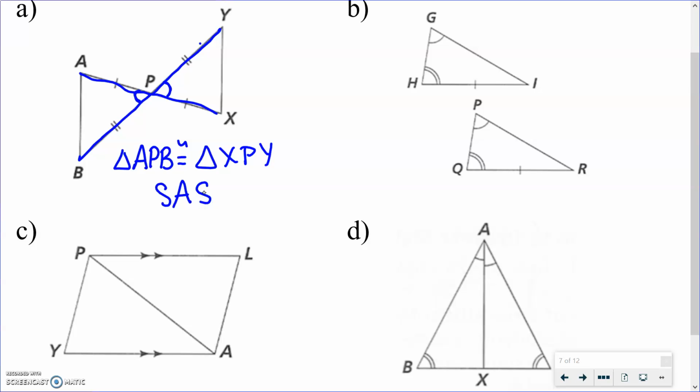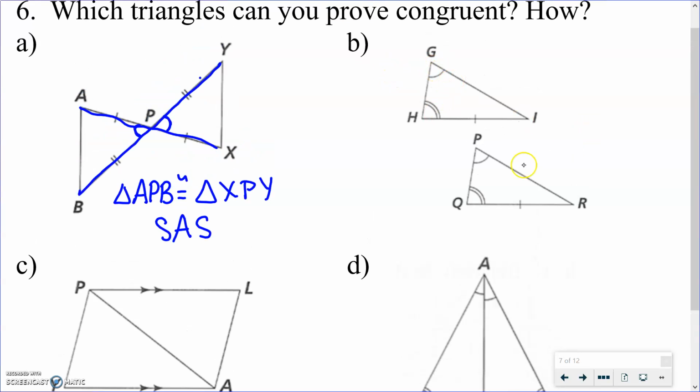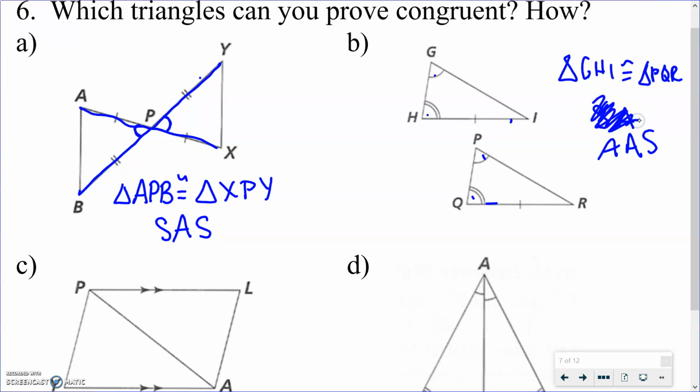Okay, I can then look at this next one and say, oh, I have GHI and PQR, and I see there's an angle and then the next side labeled, and then that same angle, and side. So I know these two triangles are congruent. Triangle GHI is congruent to triangle PQR by angle side congruence, because it's an angle, and then the next side.